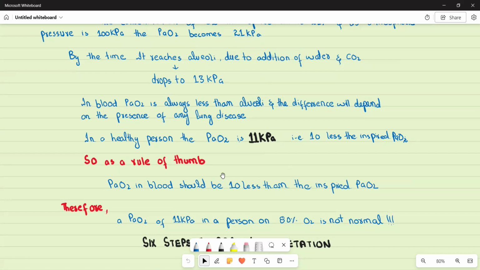Okay. So as a rule of thumb, the partial pressure of oxygen in the blood should be 10 less than the inspired oxygen partial pressure. So as we all know, when we go up, on increasing altitude, the partial pressure of oxygen drops. Or if someone is having oxygen through the face mask, then they are on a high percentage of oxygen. So almost always as a rule of thumb, the partial pressure of oxygen in the blood should be 10 less than the inspired partial pressure of oxygen.